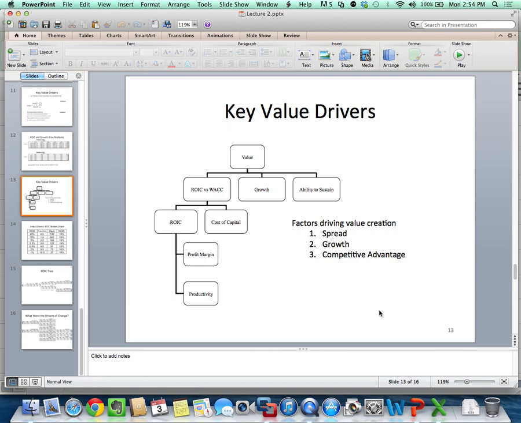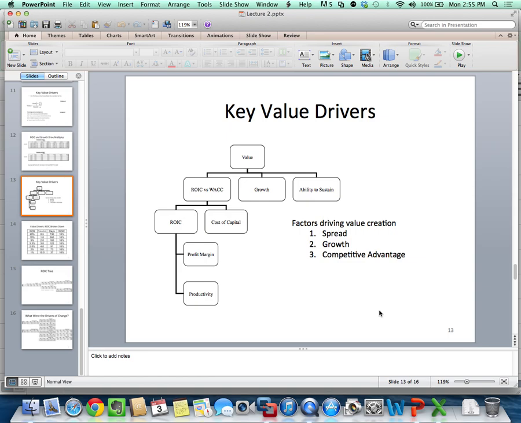When do you want to step on the gas? You want to step on the gas when you're in drive, when you can find good projects. You want to hit the brakes when you can't find good returning projects. And that really becomes key to running a business. And then here's the third factor, sustainability.